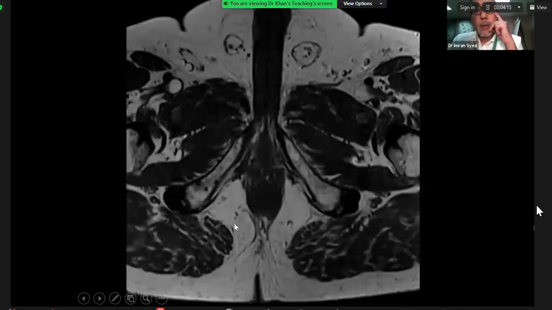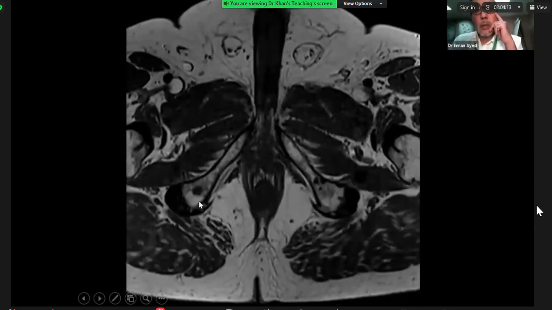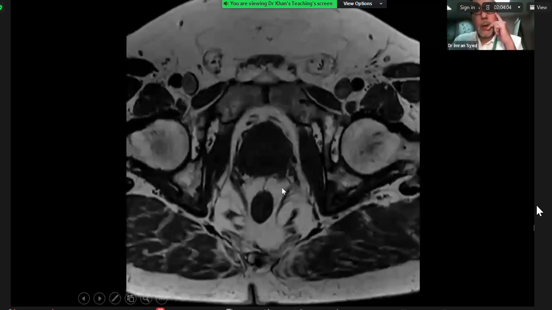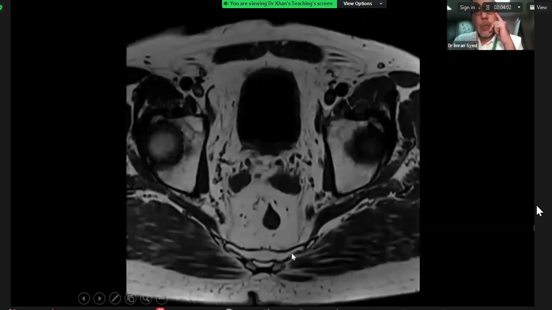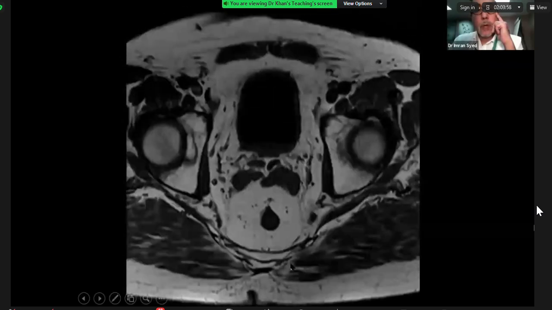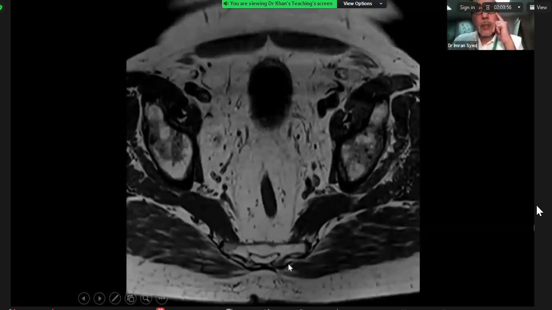Now, let's have a look at the T1 weighted sequences, and immediately you can see a sclerotic focus just seen there in the inferior pubic ramus on either side, and just anteriorly there on the left. And the features are obviously of concern for sclerotic prostatic metastases.